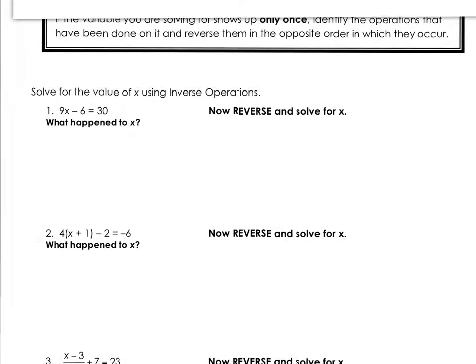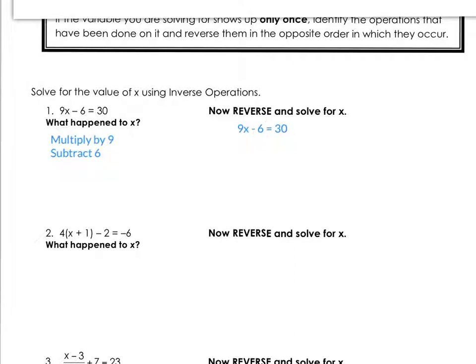So if we look here, we've got 9x minus 6 equals 30. We do only have one x, so I can go ahead and do this. What happened to x? Well, first, it's multiplied by 9. Next, we subtracted 6. Okay, so now that I've seen what happened to x, I need to reverse it in order to solve for x. So I'm going to start by rewriting the equation. And we're going to use the properties that we just talked about, which is to do whatever we do to one side, do the same on the other.